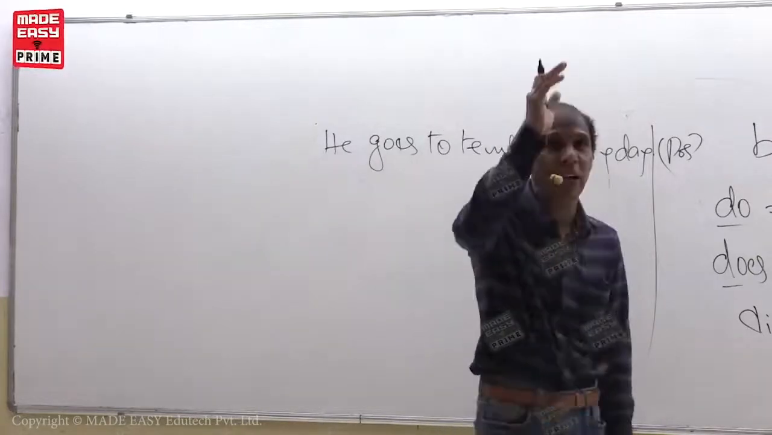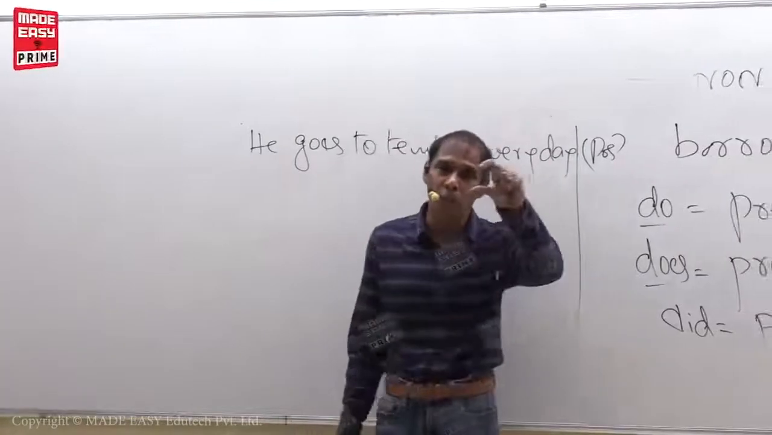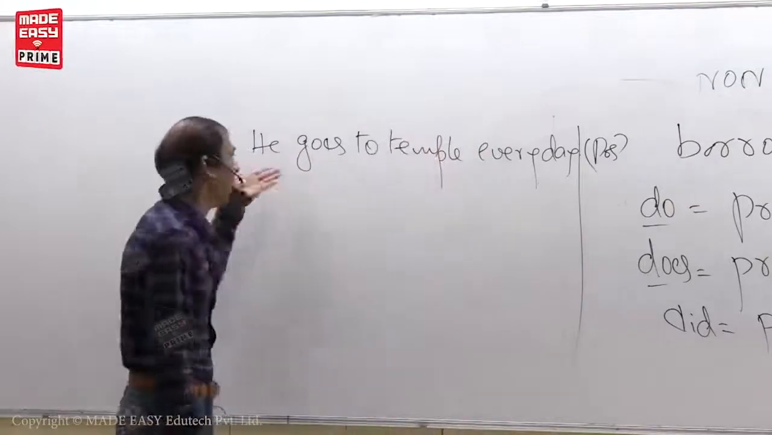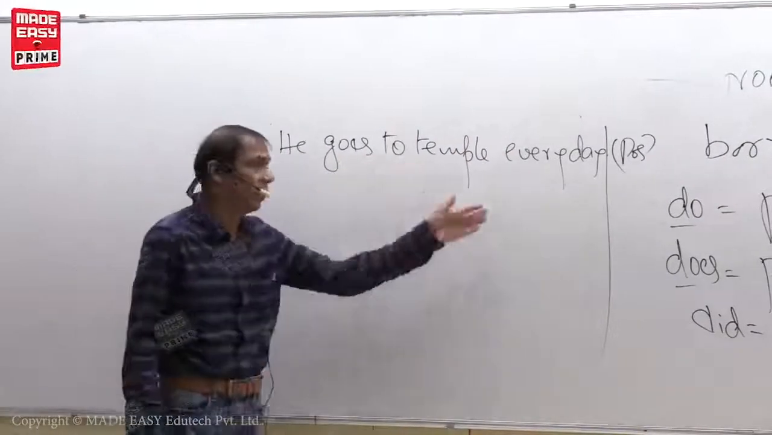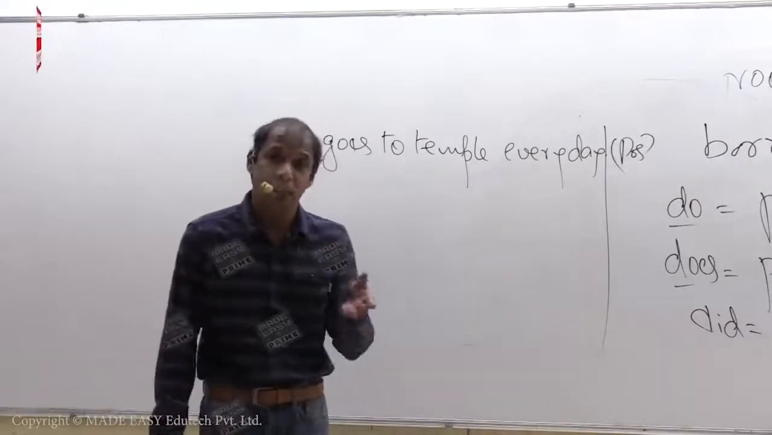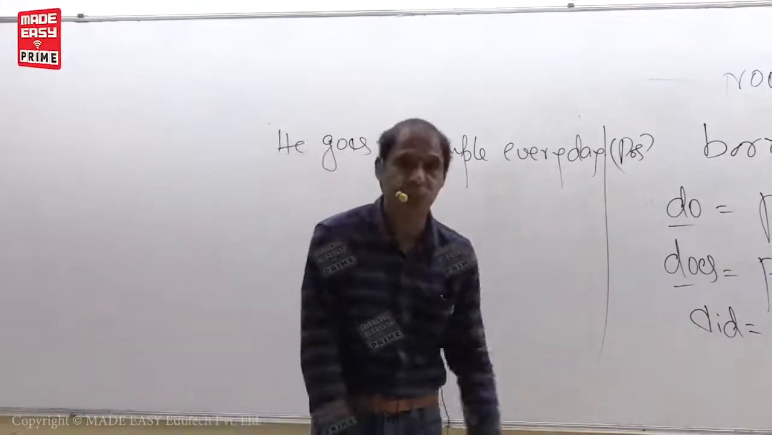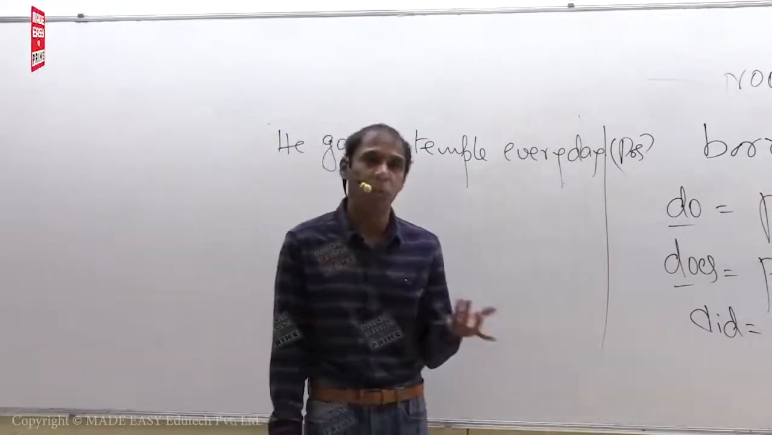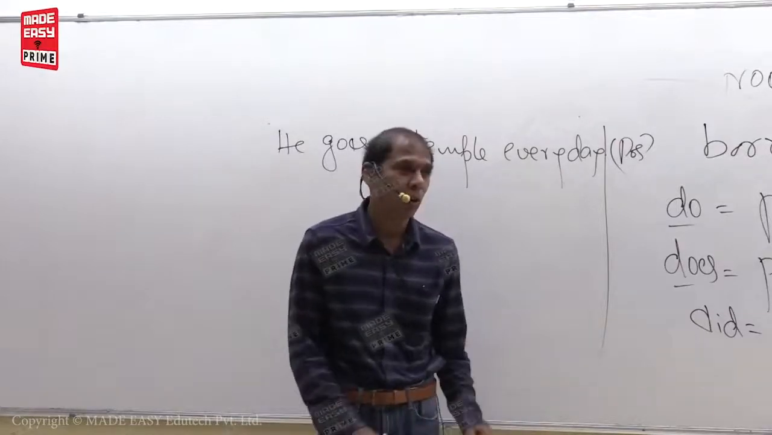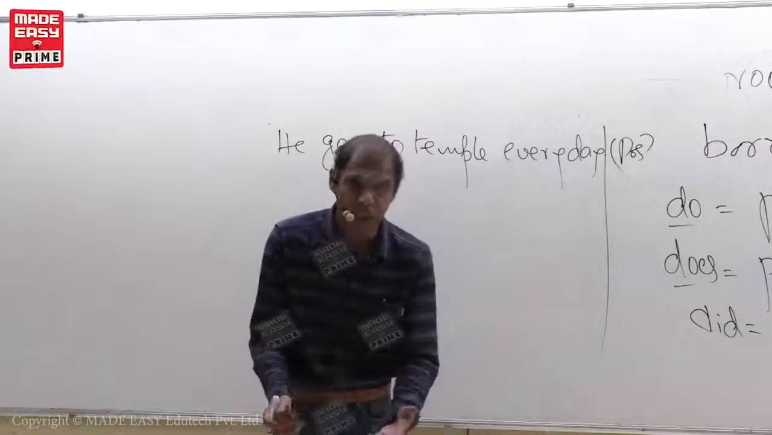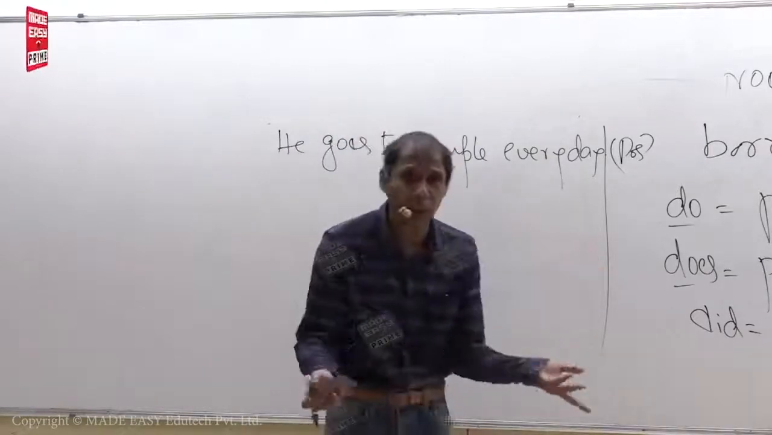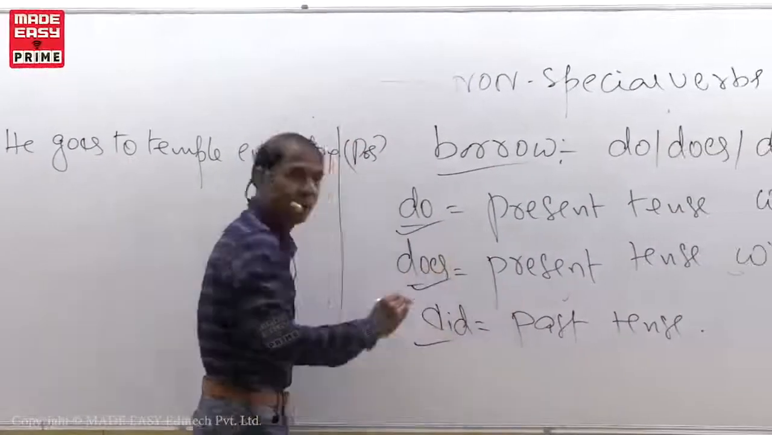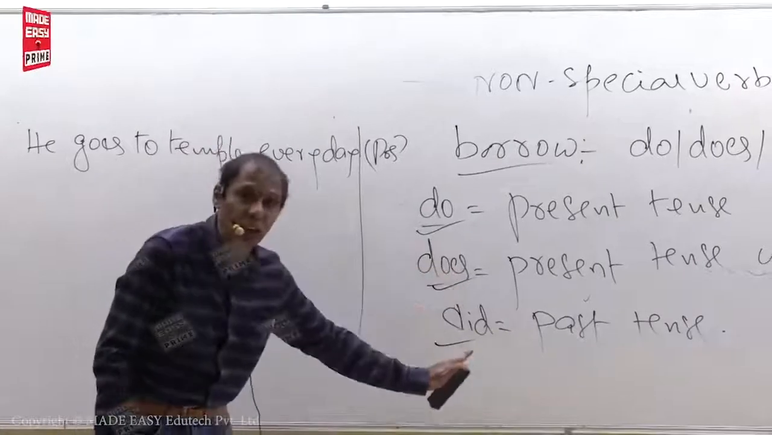Now we have to make a negative sentence. What is the basic rule? If you want to make a negative sentence, put not after the special verb. But do we have a special verb here? No. If there is a special verb, simply put not after it. See, if we have money, we spend. If we have no money, we borrow from somebody else. Similarly, if there is no special verb, we have to borrow do, does or did.